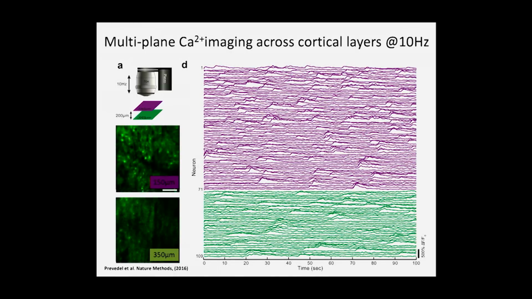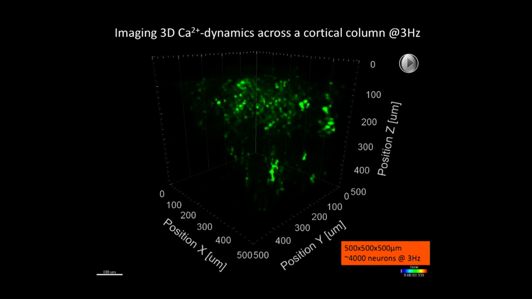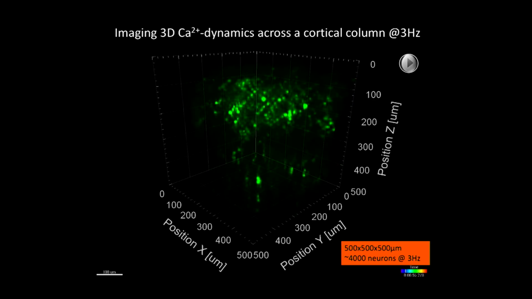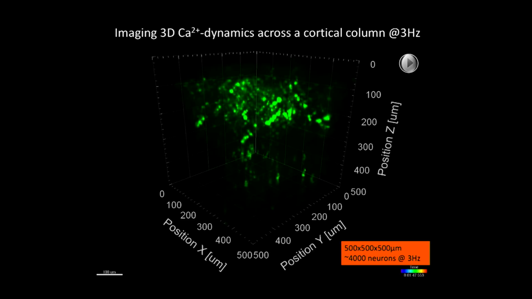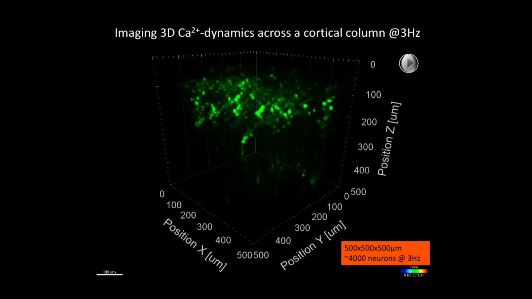Or going back to the example that I was outlining, we can now record from a volume of about 500 microns cubed, encompassing about 4,000 neurons, and record all of that at about 3 hertz volumetric rate. Here you also start to see the layered structure of the cortex, the layer 2/3 neurons and the layer 4 neurons that seem to be coming out here.